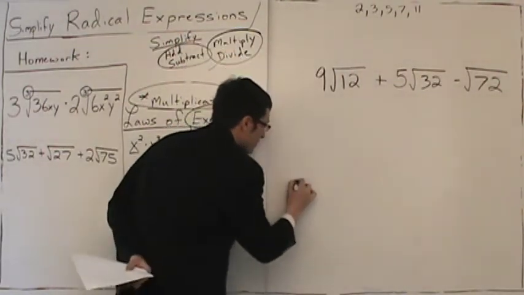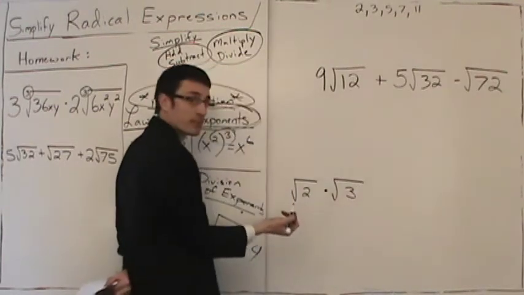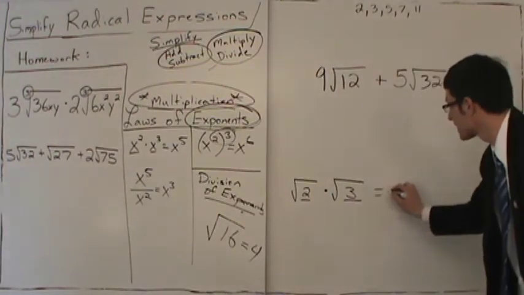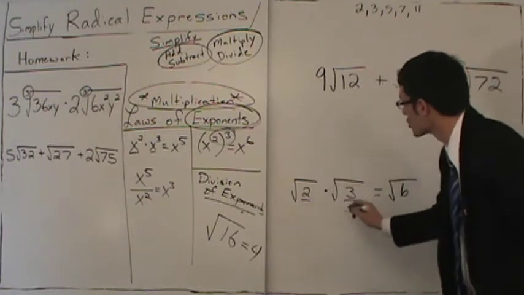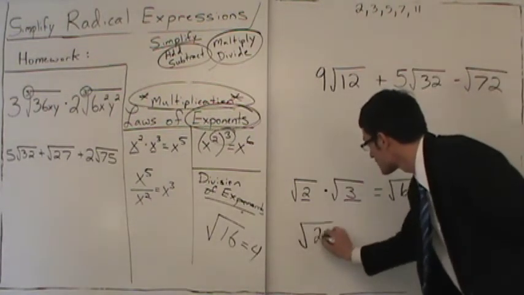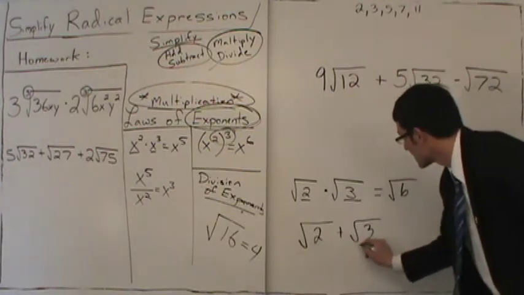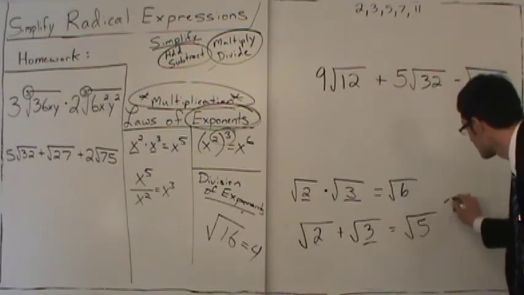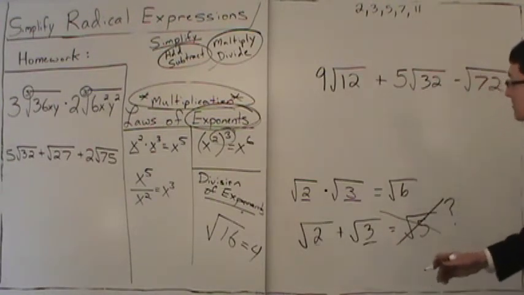Now, my question is this. What is the root of 2 multiplied by the root of 3? Can we multiply radicals together? Yes. You can multiply radicals together and get the root of 6. This is correct. You can multiply or glue radicals together. However, what is the root of 2 plus the root of 3? Can we add radicals together and get the root of 5? No, this is completely wrong. You cannot add radicals together.